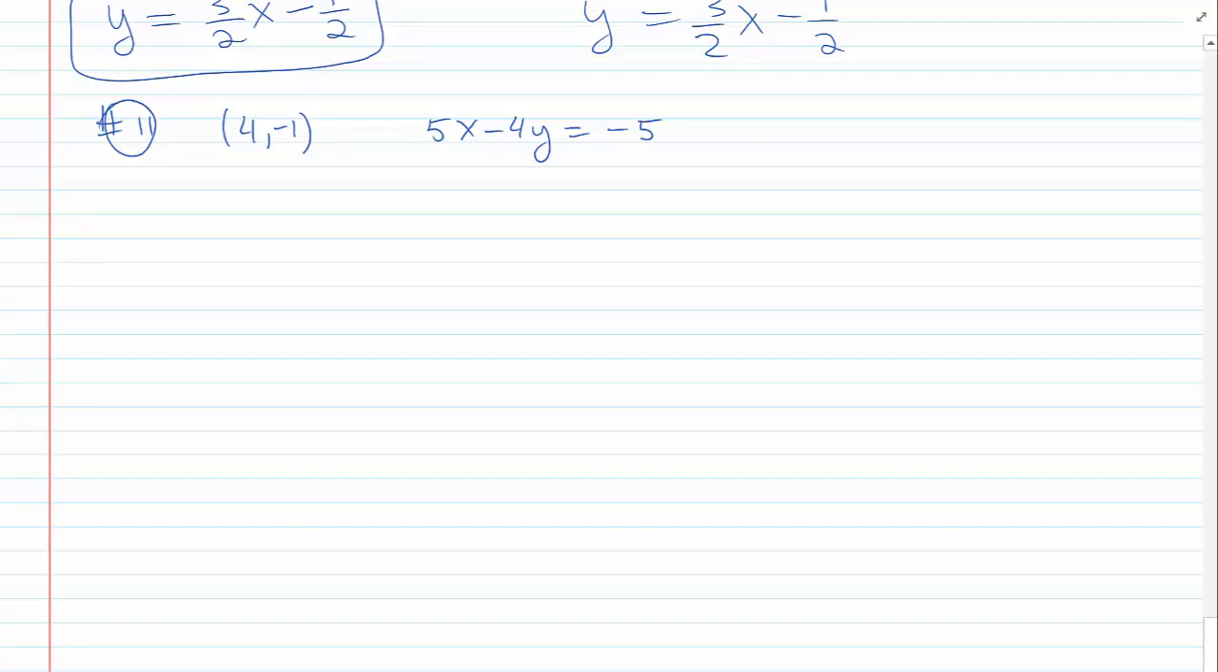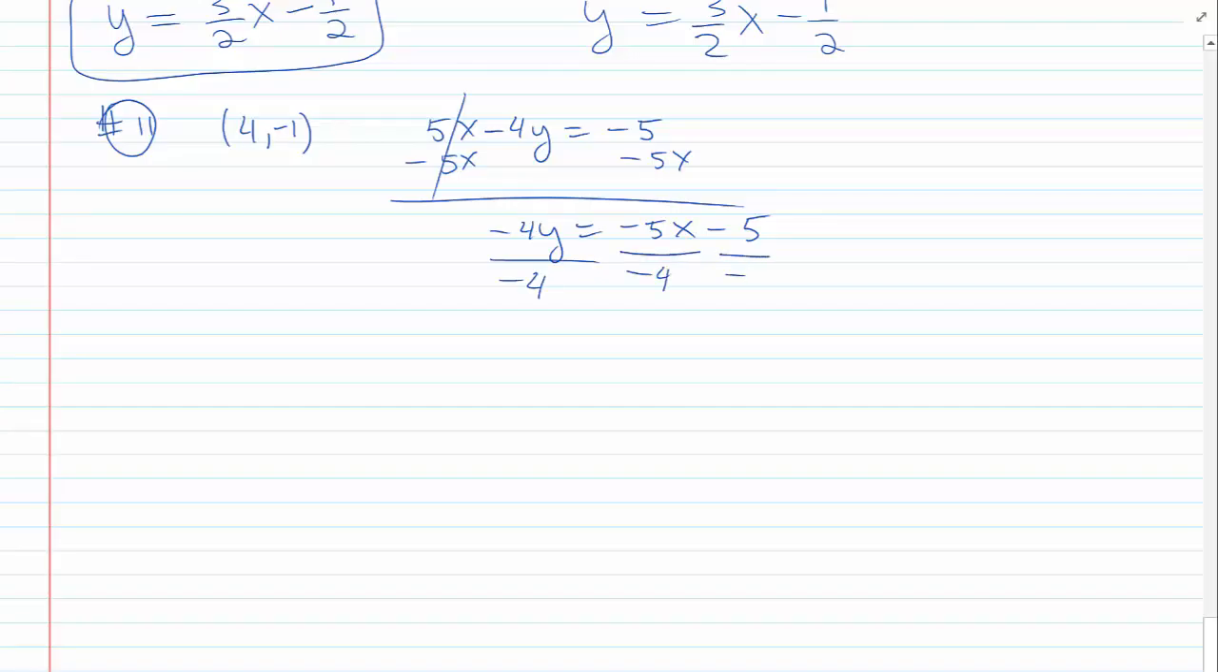So as before, let's take the 5x and move it over. It's minus 5x, take away 5. And then to get y by itself, divide by -4. Okay, -4, careful with the signs. Each thing gets divided by -4. So it cancels out. So you get y equals 5 over 4 x plus 5 over 4. Does this look good? Okay, what's the slope? Where's the slope? Here it is. That's the slope.